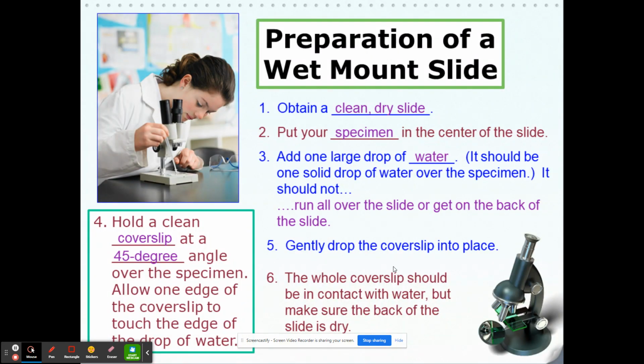And then these are the actual steps, written down for you. Obtain a clean, dry slide. Put your specimen on the center of the slide. Add a drop of water. Gently drop the cover slip into place. The whole cover slip should be in contact with the water. I call it drag and drop. And that's how you create a wet mount slide.